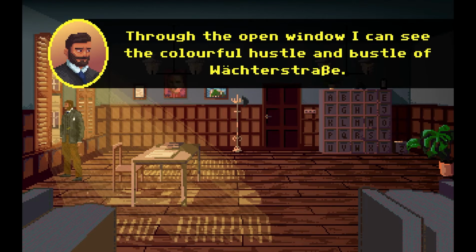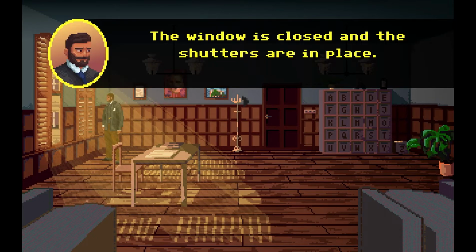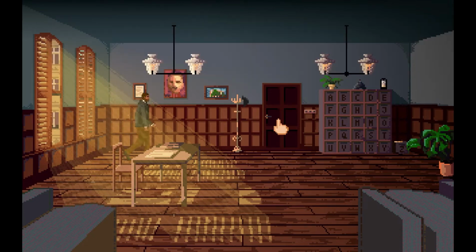Through the open window, I can see the colourful hustle and bustle of... Oh yeah, he already said this. I don't know how you say it. Okay. The window is closed and the shutters are in place.